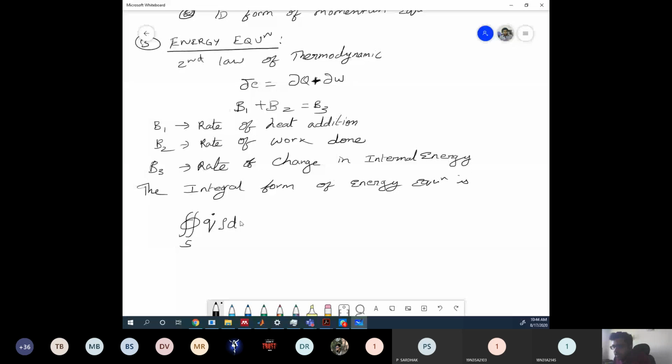Then again we had rate of work done. Work done can be done based on two systems. One is PdV work, because of pressure you will have some work done. So same thing, PV work done: surface integral P V dot dS. Okay, so V here is volume, not velocity.